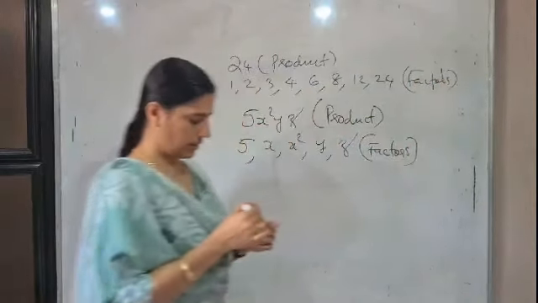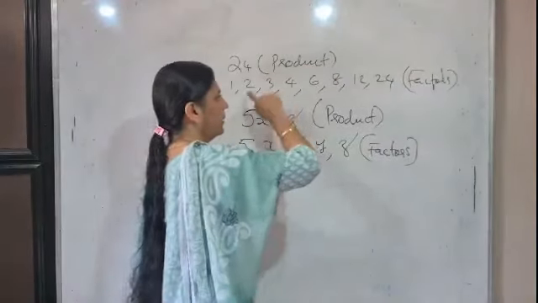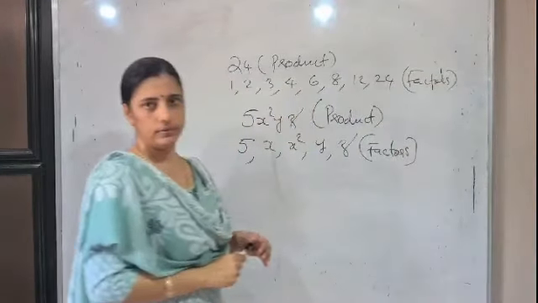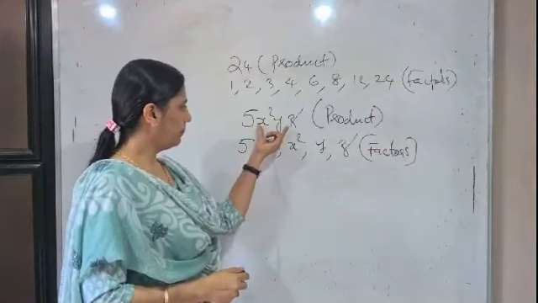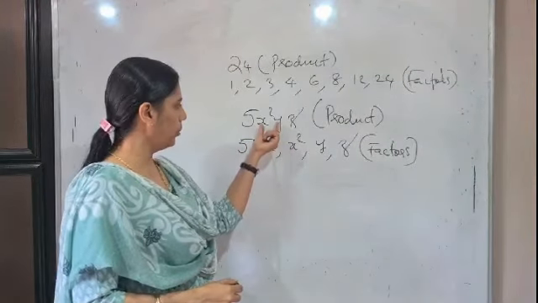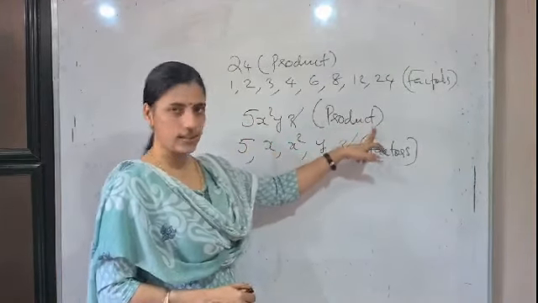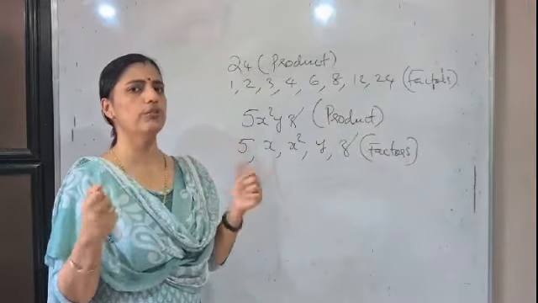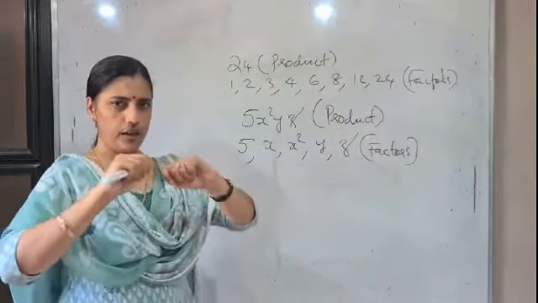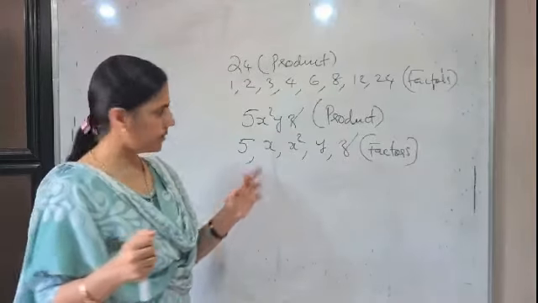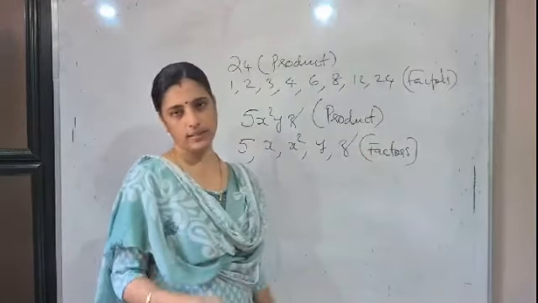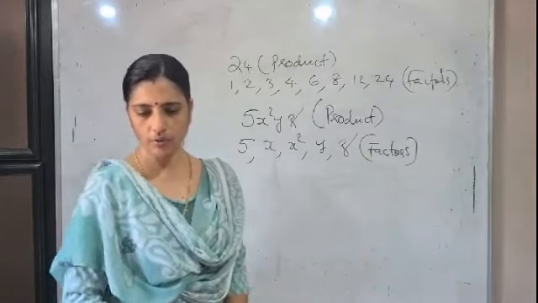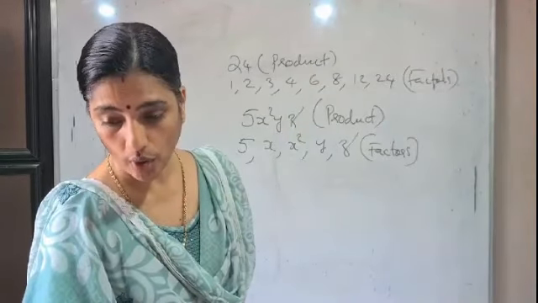These are the factors. This is the product. These are the factors. Likewise, the multiplication, after multiplying, what you will get, that answer is the product. And if you are breaking it up into different components, each component is known as a factor. You got the meaning of factor and the product.